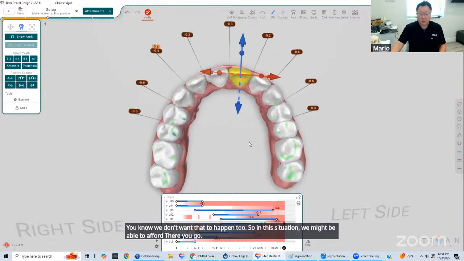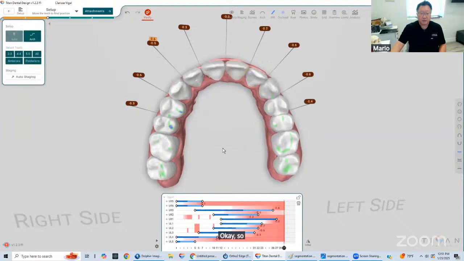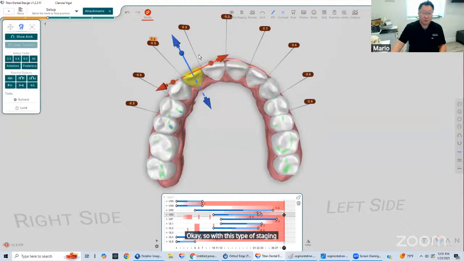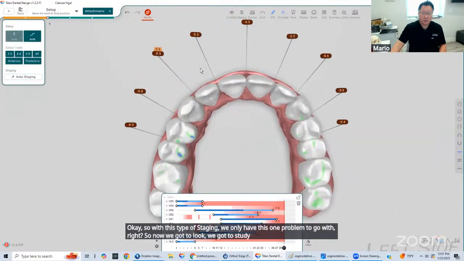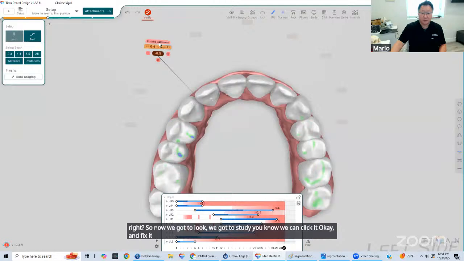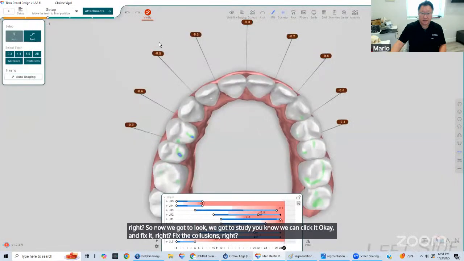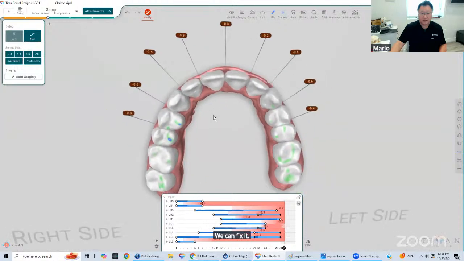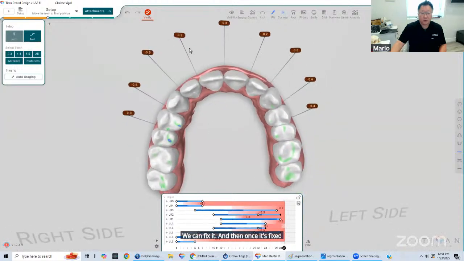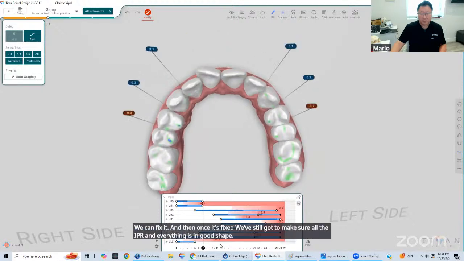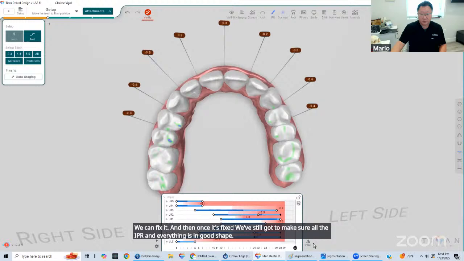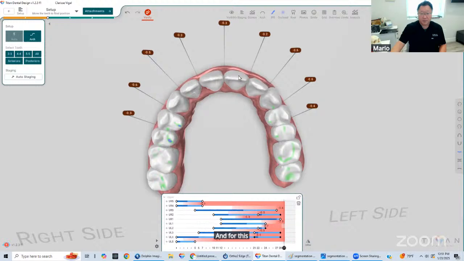Okay, so with this type of staging, we only have this one problem to go with, right? So now we gotta look, we gotta study. We can click it and fix it, right? Fix the collisions, right? We can fix it, okay? And then once it's fixed, we still gotta make sure all the IPR and everything is in good shape. And for this, I think that's pretty cool.